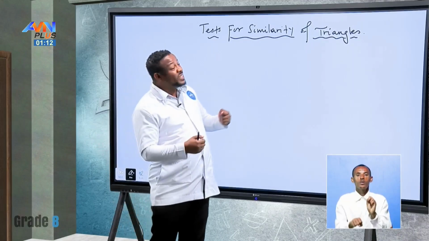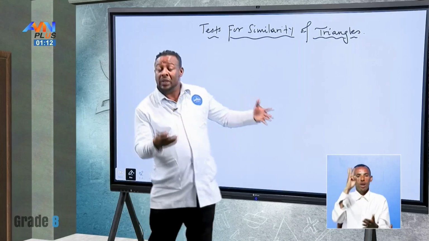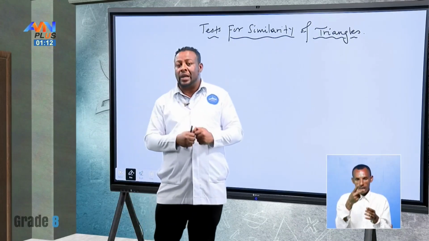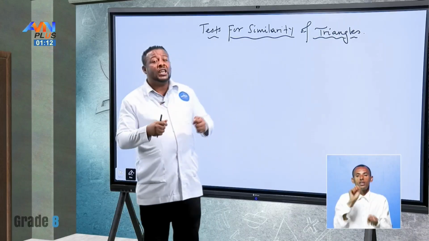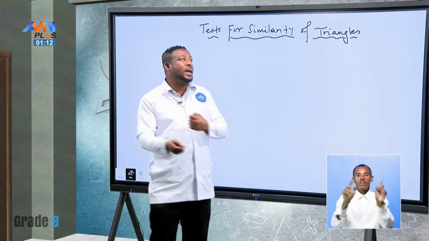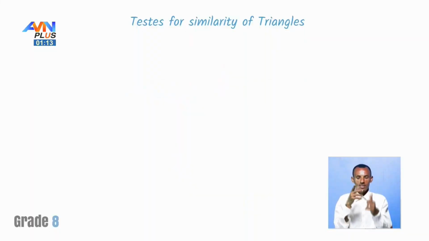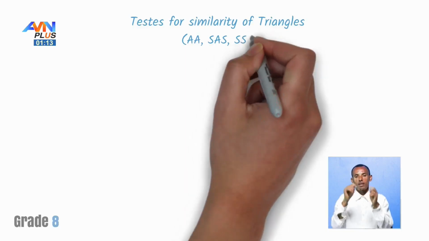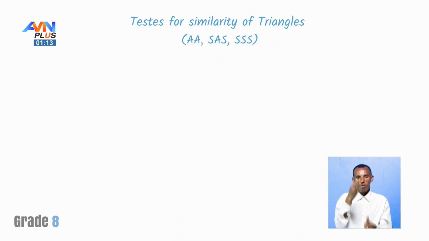So in our present lesson, we will see a short and precise way of checking similarity of triangles. We will see three different tests for similarity. The first one is the angle-angle similarity theorem, which we use to check whether two triangles are similar or not. The second one is the side-angle-side similarity theorem, and the third one is side-side-side.